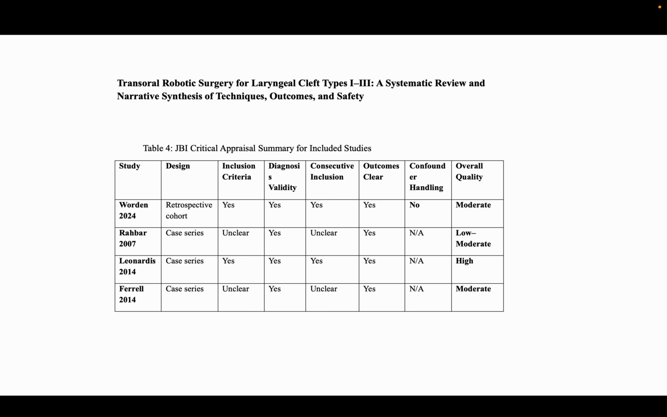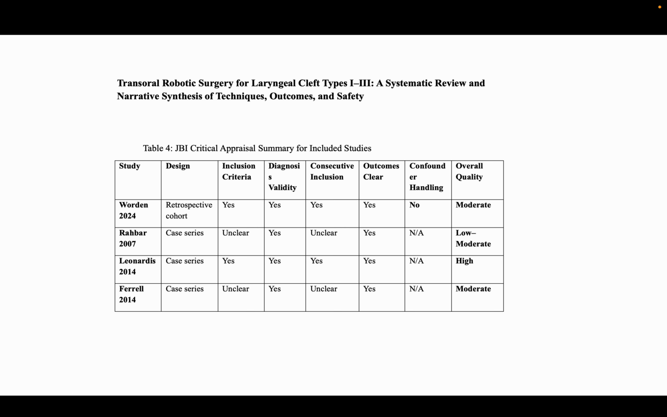Basically, while doing the full-text screening, we found only 4 studies that met the inclusion criteria, and most of the studies were case series, and a retrospective cohort study was also there. So we used the JBI critical appraisal for the case series and retrospective cohort studies.